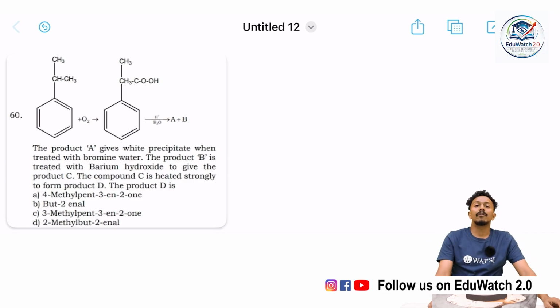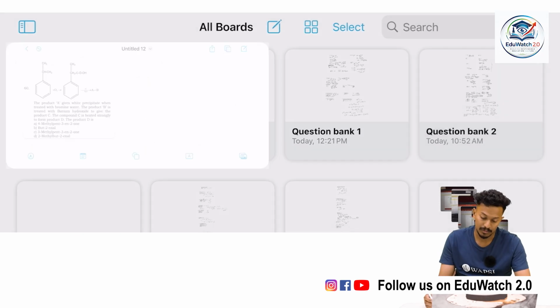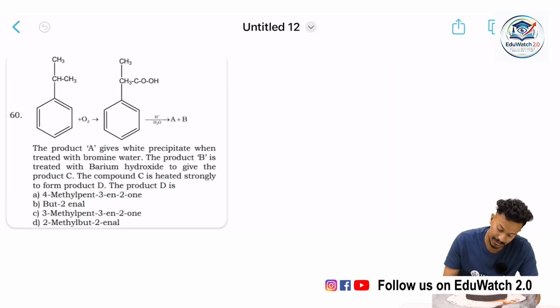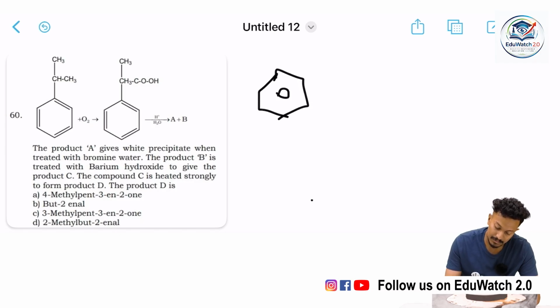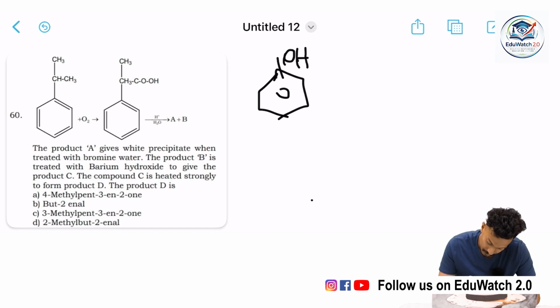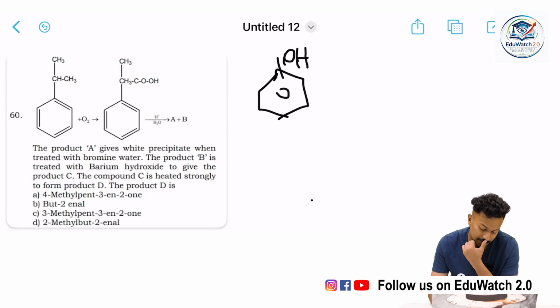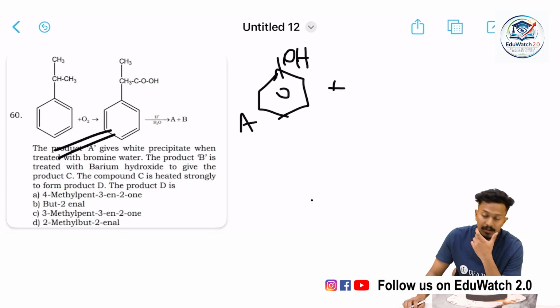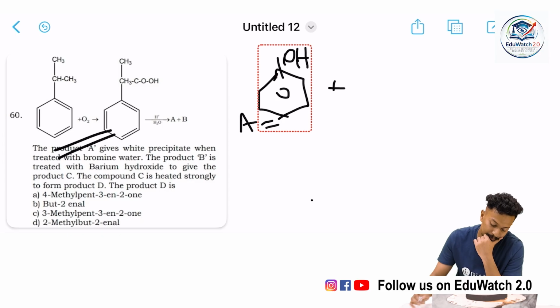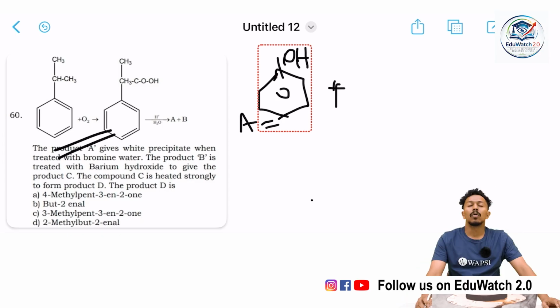We do know that A is phenol, because A gives a white precipitate when treated with bromine water. We could state that the reaction is a phenol formation reaction. We have found phenol at A, and when this A is treated with bromine water, we get ortho-bromophenol, which is a white precipitate.